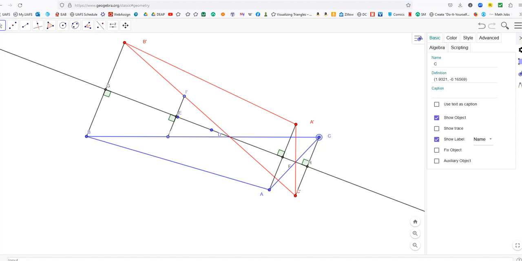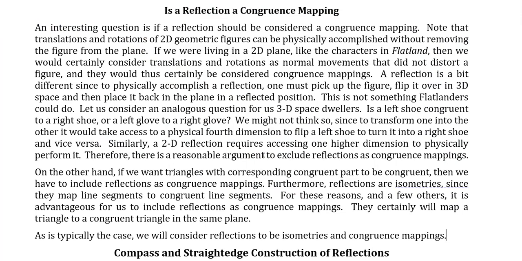So if we were living in 2D space like the Flatlanders in the novel Flatland, we might not think of this as a congruence mapping because we couldn't physically turn one into the other. Okay. Here's an analogous question for us 3D space dwellers. Is a left shoe congruent to a right shoe? Or how about a left glove to a right glove? We might not think so, since to transform one into the other, it would take access to a physical fourth dimension to flip a left shoe to turn it into a right shoe and vice versa. Similarly, a 2D reflection requires accessing one higher dimension to physically perform it.